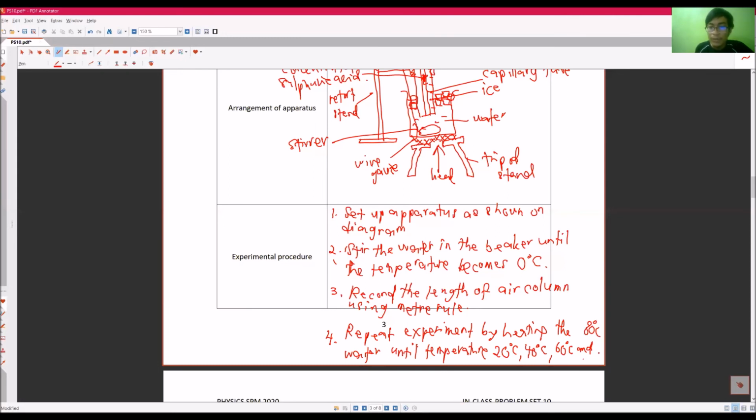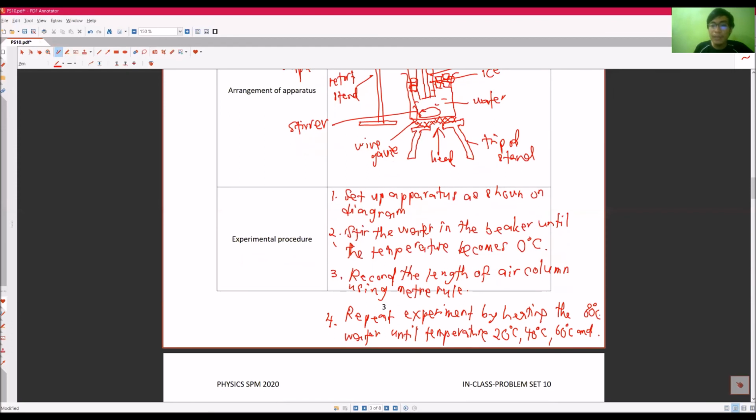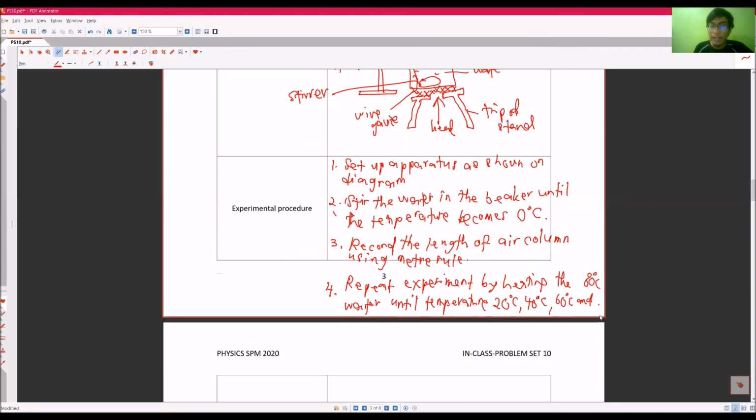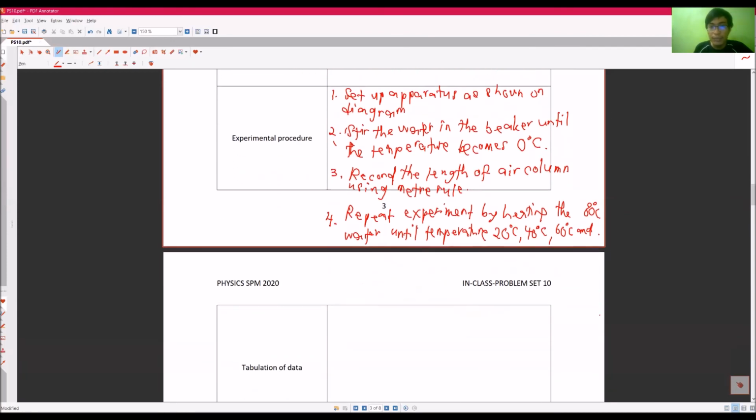Make sure that you don't reach 100 degrees Celsius, because the water starts to boil and then the water vapour will obstruct the capillary tube. It will make the air column in the capillary tube harder to measure due to the water vapour. So it's safe that we just heat it up until 80 or so. This depends on the temperature scale that you want to choose.